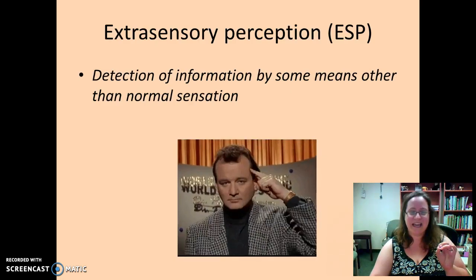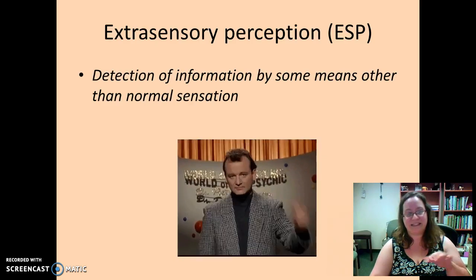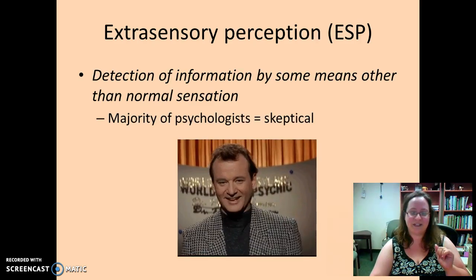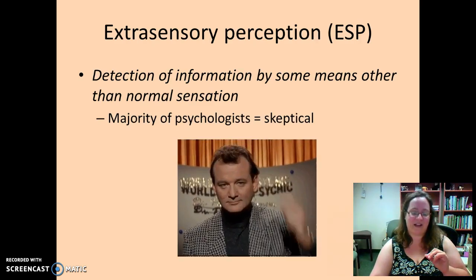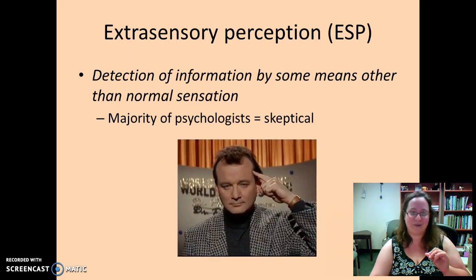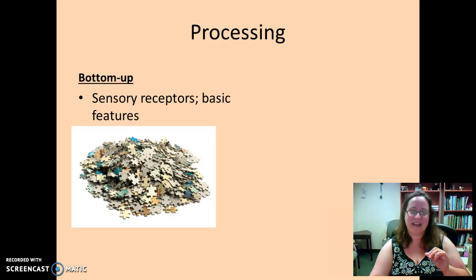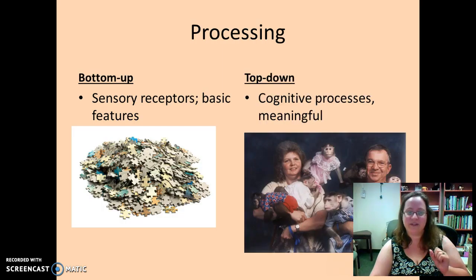Extrasensory perception is this idea that we're getting information by some means other than our normal sensation. The majority of psychologists don't really believe in ESP. We haven't found a lot of experimental evidence to suggest that this is occurring. How we process things, we have two different ways, a bottom-up or a top-down. Our bottom-up is taking just basic information from our sensory receptors and building a picture. Generally, though, we use a lot of top-down processes.